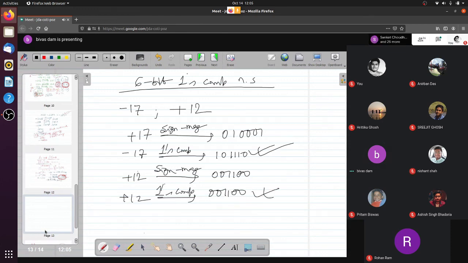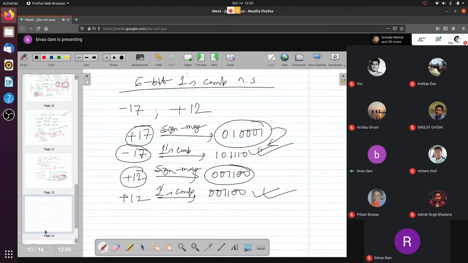Okay. This way you should write. The starting point is the number considering that to be positive. Find the sign magnitude representation. Then you have to check whether the number is originally positive or negative. As the number is originally negative, I have to take the bit by bit complementation of this to arrive at this. As the number is originally positive, this is the ones complement. No bitwise complementation is required.